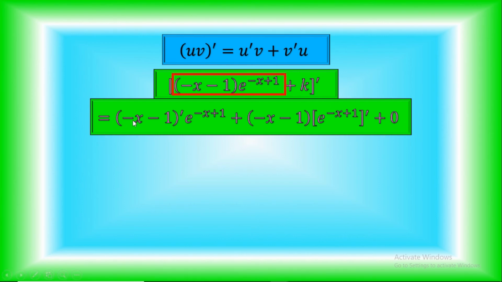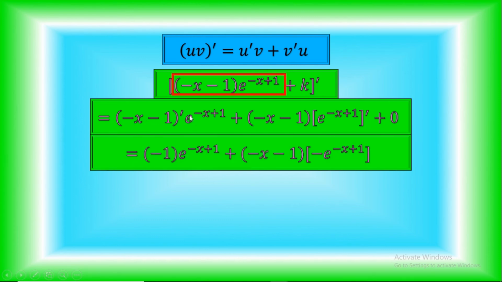The derivative of -x - 1 is -1 times exponential(-x + 1), we copy it the same, plus here -x - 1, we also copy it the same. Now we solve the derivative of exponential(-x + 1). e^u prime is u prime e^u, so the derivative of -x + 1 is -1, exponential(-x + 1), we copy it the same.